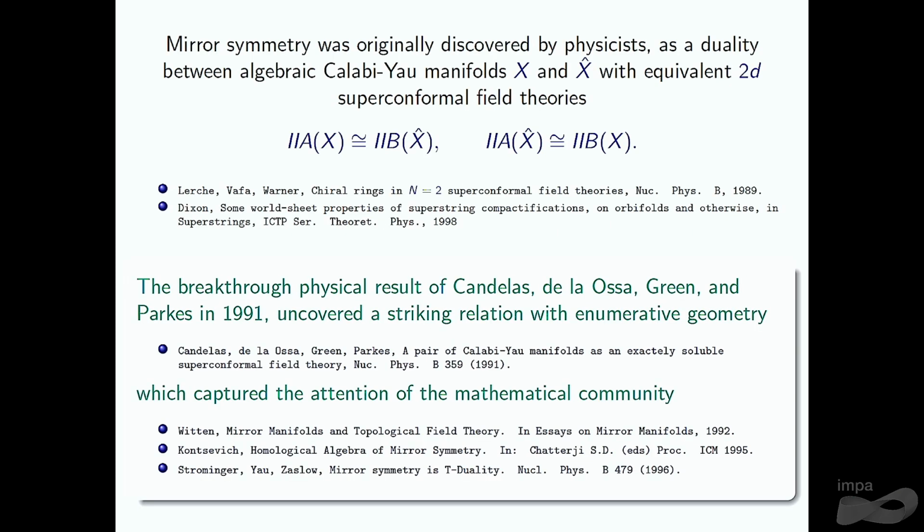So the way mirror symmetry started was in physics. Physicists observed that you have two Calabi-Yau manifolds, and sometimes their associated superconformal field theories are related, are isomorphic in a suitable sense. Originally this was just a physical observation, but then there was a breakthrough by Candelas, De La Ossa, Green, and Parkes, who were able to relate this to enumerative geometry. This captured the attention of mathematicians, and it has been a very hot topic over the last 30, maybe 40 years. Of course, I should mention Witten, the homological version by Kontsevich, and also the Strominger-Yau-Zaslow approach.